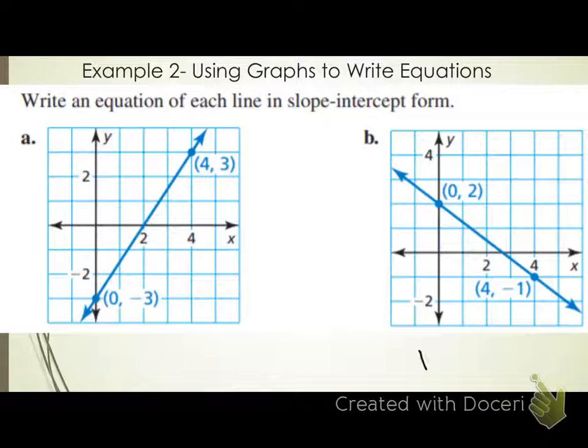Okay, what's my y-intercept on B? 2. Positive 2. Everyone understand where we're getting the y-intercept from? It's where it crosses my y-axis. So right here. Do you guys want to use rise over run or our slope formula? Rise over run. So how far am I rising to get from this point to the next point?